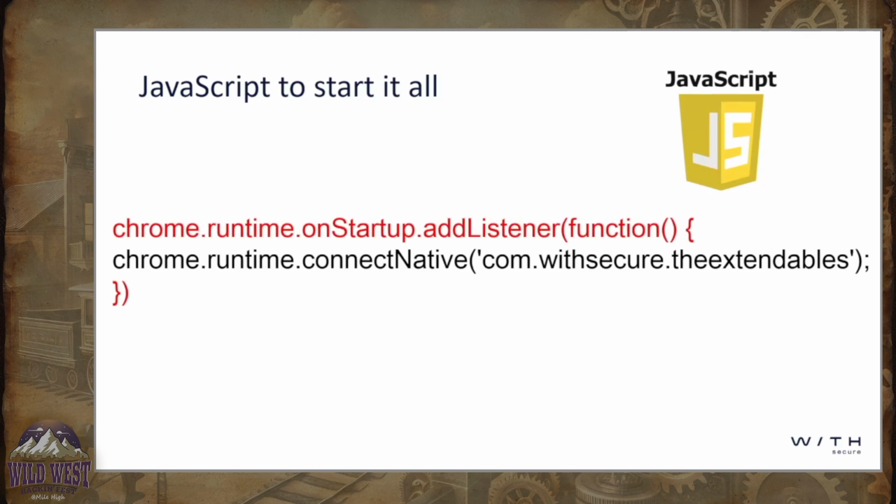Also, if we want this to launch the native messaging host application when the browser is started up with the extension loaded, we can add this listener, chrome.runtime.onStartup.addListener, and wrap that function around this. When you open the browser with the extension enabled, it will kick off the execution of the native messaging host application. And again, chrome can be replaced with browser here.